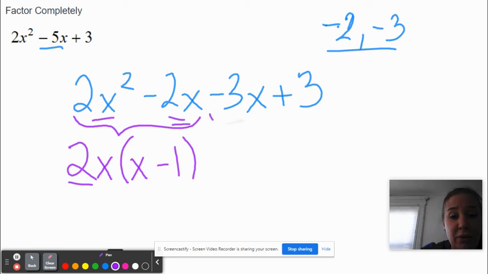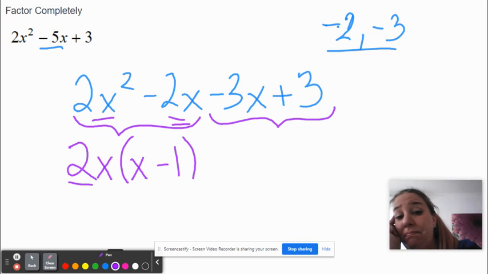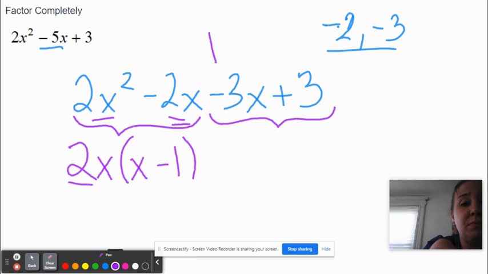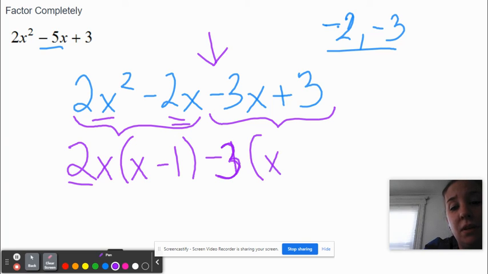Now we factor by grouping this, but remember that beginning term is negative. We're going to pull a negative 1. I'm sorry, a negative 3. I lied. Negative 3. Negative 3 times what is negative 3x? Just x. Negative 3 times what is positive 3? Negative times a negative gives me the positive. 3 times 1 is 3.